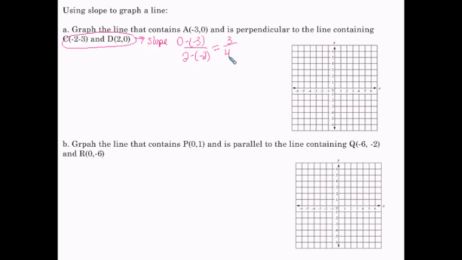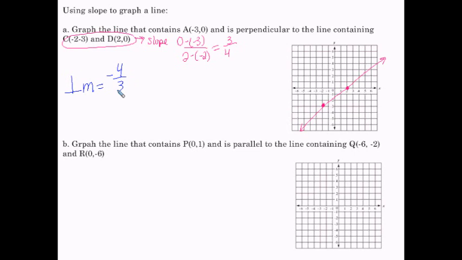So I'm going to go ahead and graph it just to have it. C, D. Okay, so that's the line CD, and I want to be perpendicular to that line. So my slope is +3/4, and perpendicular is going to be -4/3. Okay.